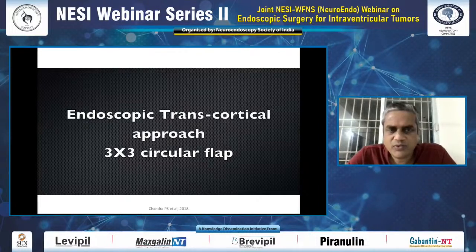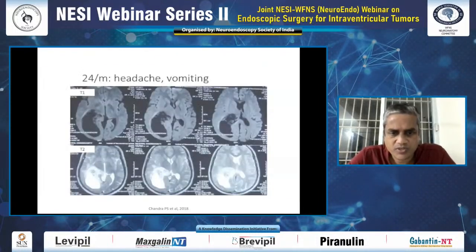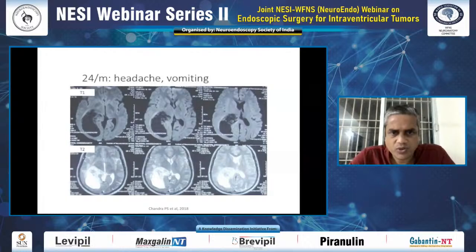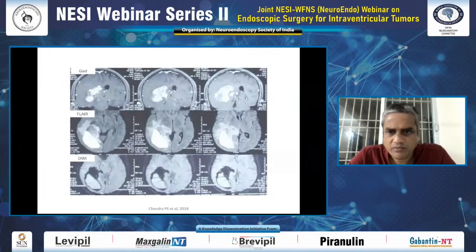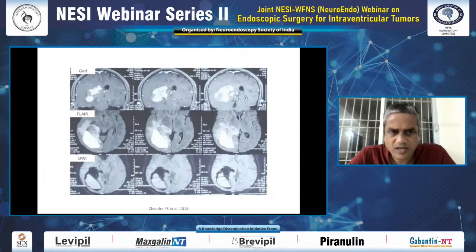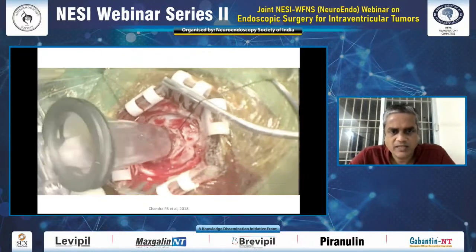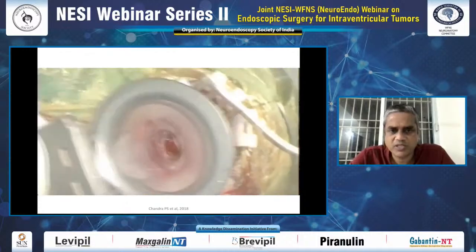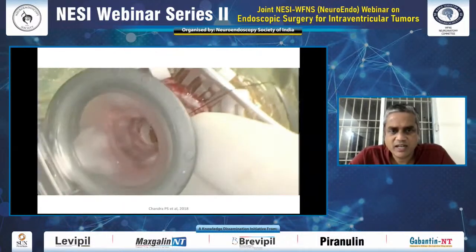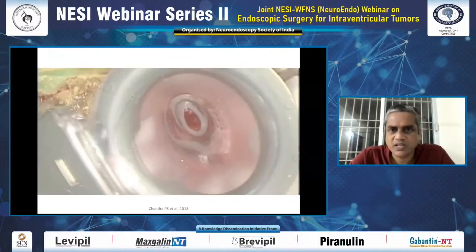Now, these are a few examples of transcortical approaches. It's a 24-year-old male presenting with headache and vomiting. And this is a highly vascular tumor, which is a meningioma. Now, in this case, I did try using the transparent retractor, and I really hated this. So you can see the limitation.